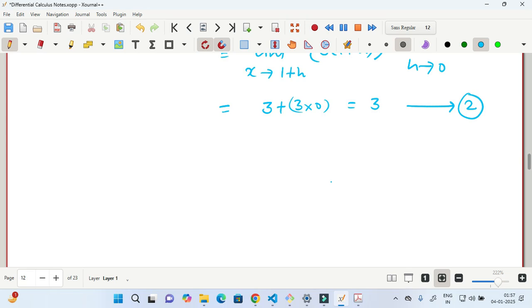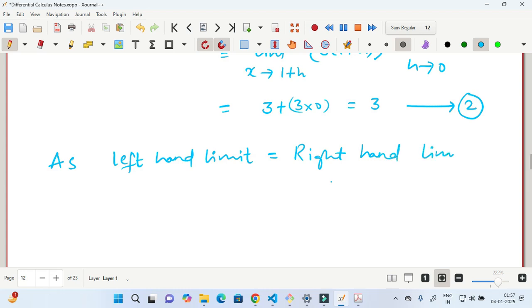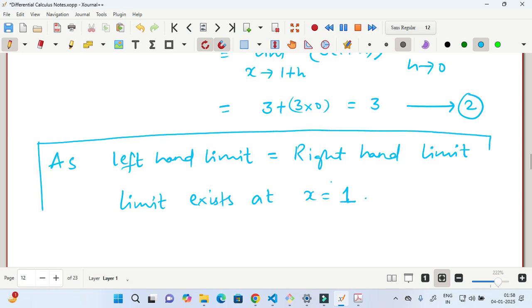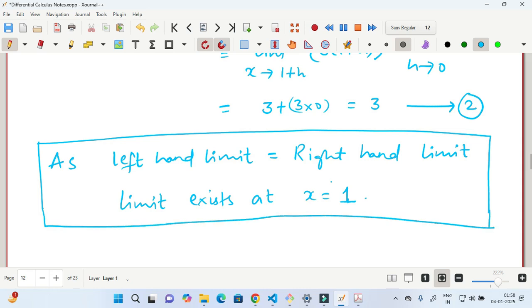Now the conclusion. As left hand limit is equal to right hand limit, the limit exists at x equals 1. The limit exists at the point x equals 1. So that's it in this problem. Let's move to the next problem.